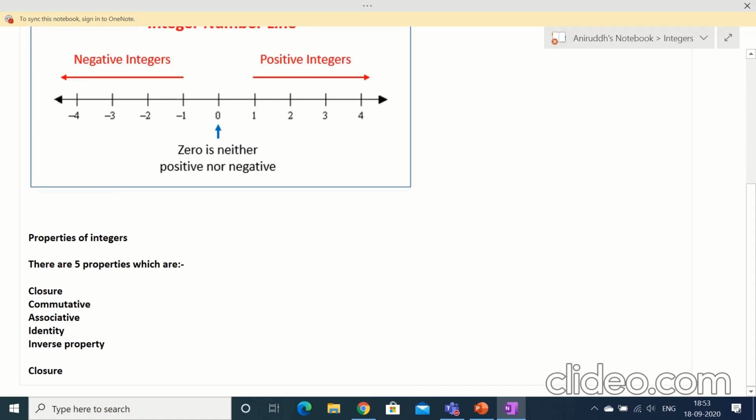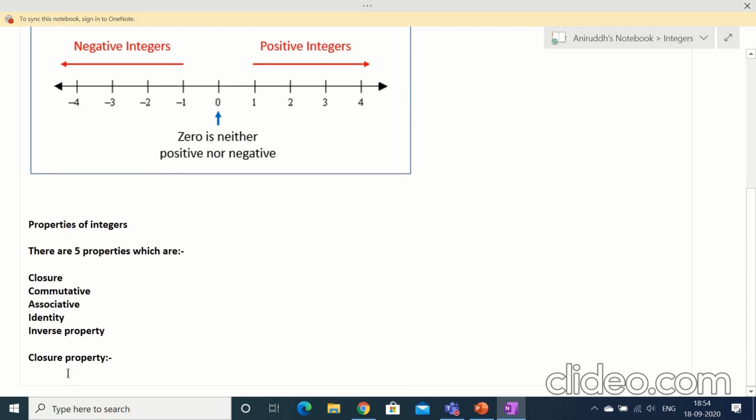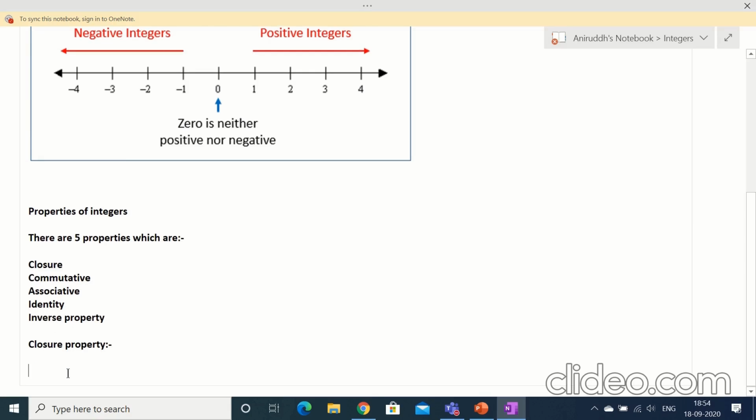Closure property. So in closure property, when you add, subtract, multiply, or divide, you should get an integer as the sum, difference, product, or quotient. So, like A plus B, the sum should be an integer. So this is closure property.